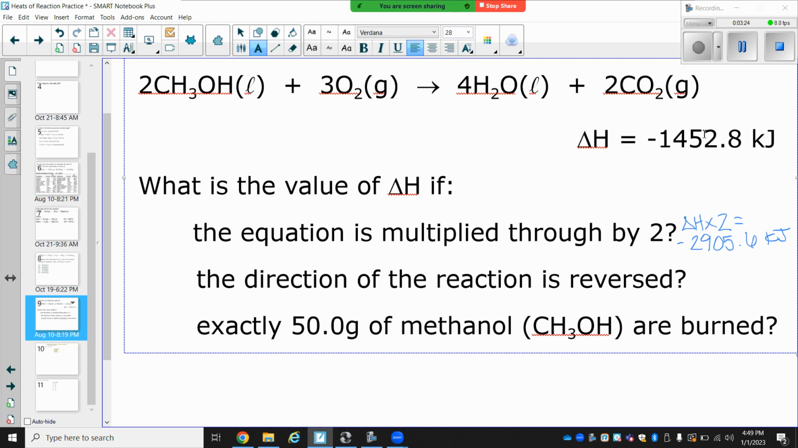Looking at the next part, it says what's the value of delta H if the direction of the reaction is reversed. So remember, if we flip the equation, we have to change the sign of delta H. So instead of negative 1,452.8, it's going to be positive 1,452.8 kilojoules.